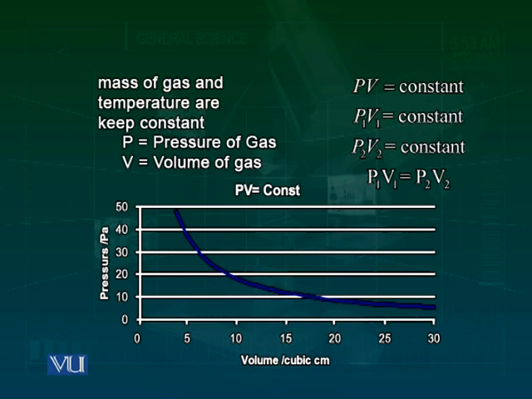Now, because PV is constant, it means if you have a gas with volume V1 and pressure P1, P1 V1 should be a constant. If you have the same gas at a different pressure, P2, and volume V2, it's a constant. Because the constants are the same, you can equate the two equations and you get the general equation in which we are interested, that is P1 V1 is equal to P2 V2.